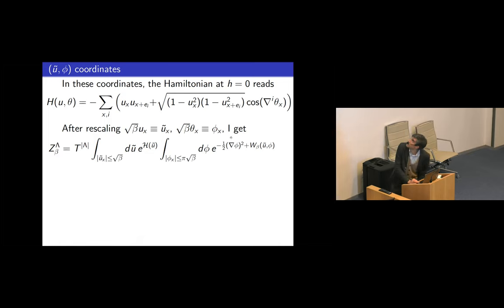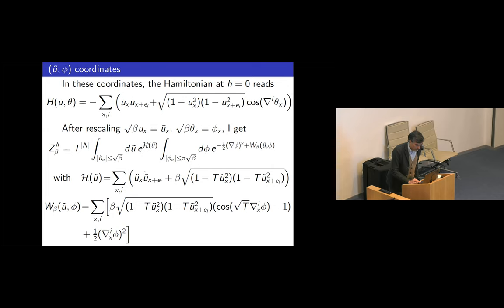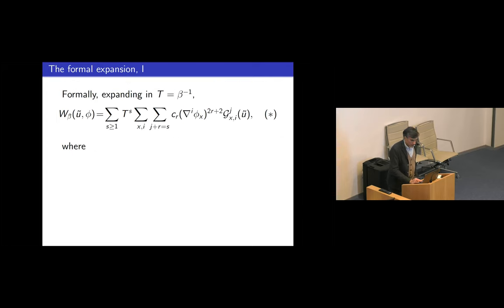The measure in the phi is e to the minus one half gradient phi squared, which is the dominant, if you like, Gaussian approximation, plus corrections that are at least of order t. And then there is also a part depending on u. Let me write what it is. h of u tilde is just the rescaled version of this u tilde plus the rescaled version of this term here. To derive this formula, you should imagine adding and subtracting the minus one to the cosine here. So I collected together the phi independent terms here, and then I have the correction to the gradient part that are written here. You don't really need to look at the details. The important thing is that this W beta is at least of order T in a formal expansion in the temperature.